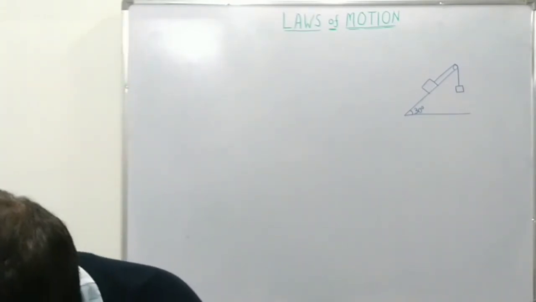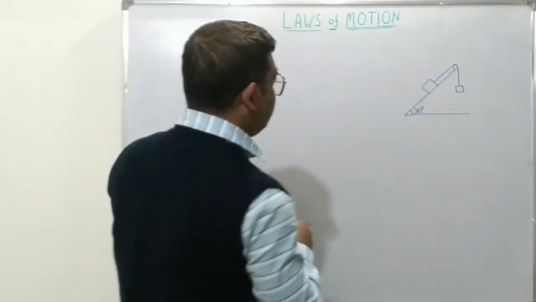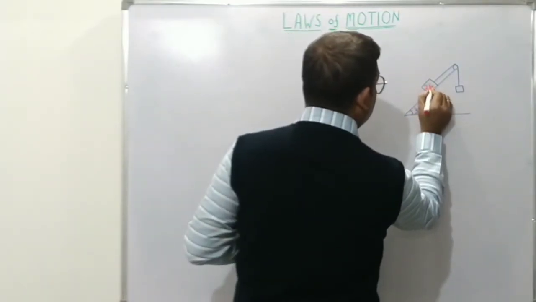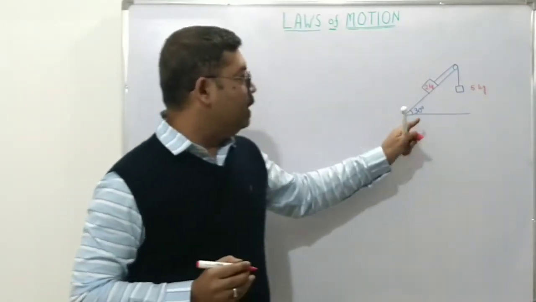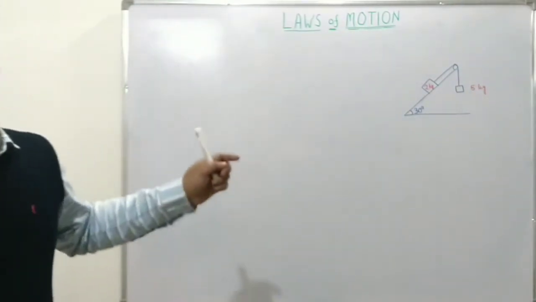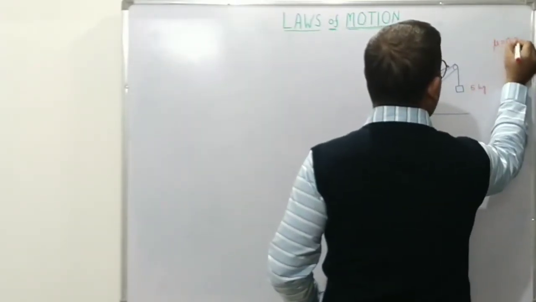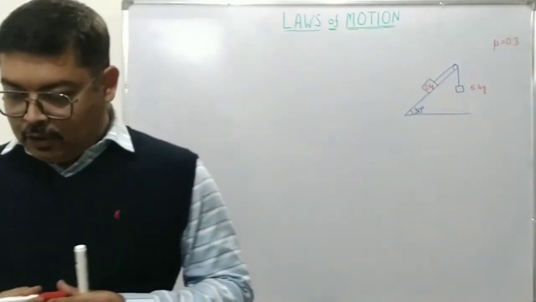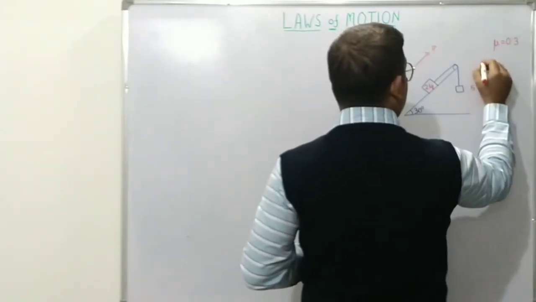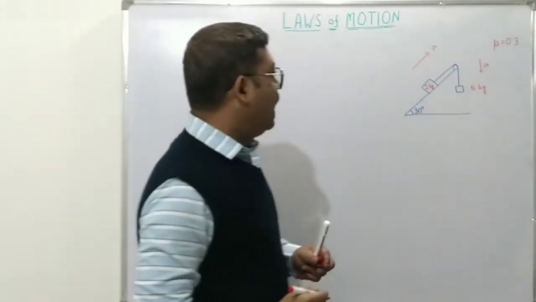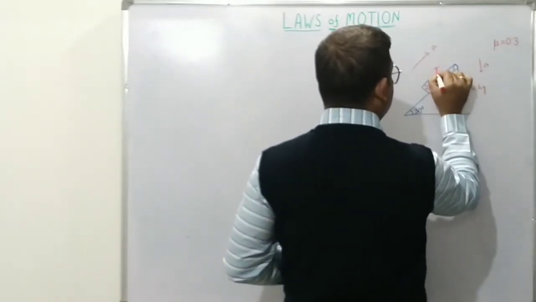Let's say the mass resting on the plane is 2 kg. This mass is 5 kg. The angle of inclination of the rough plane is 30 degrees, and the coefficient of kinetic friction is given to be 0.3. So we are to find the acceleration that is produced, and we are also to find the tension that is generated in the string.